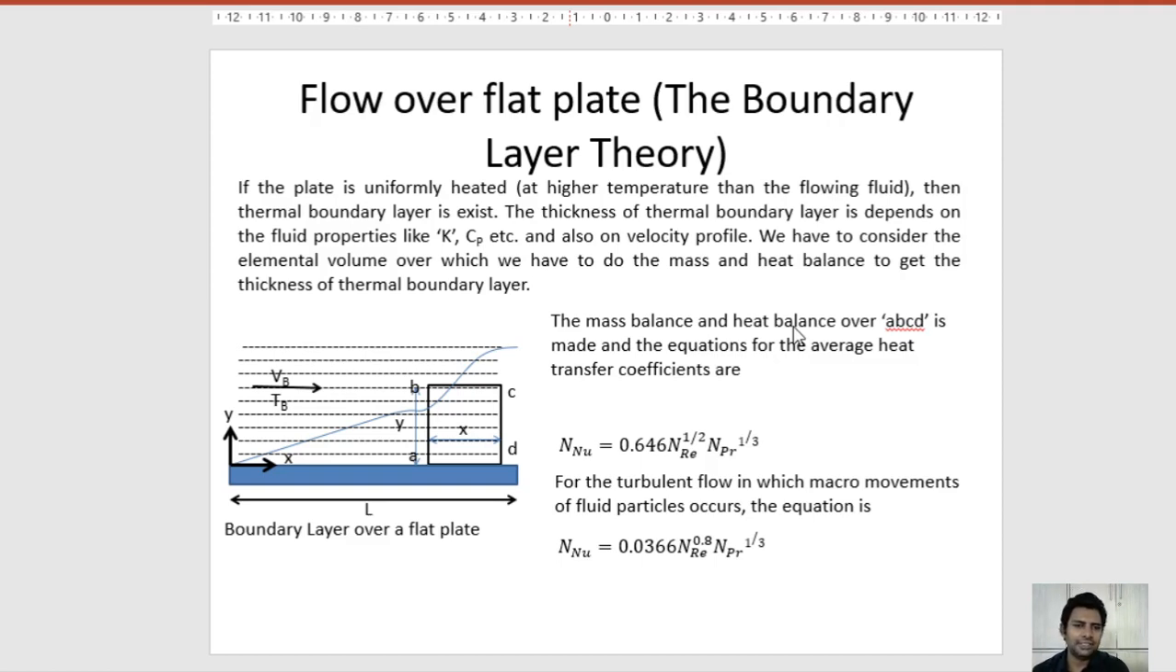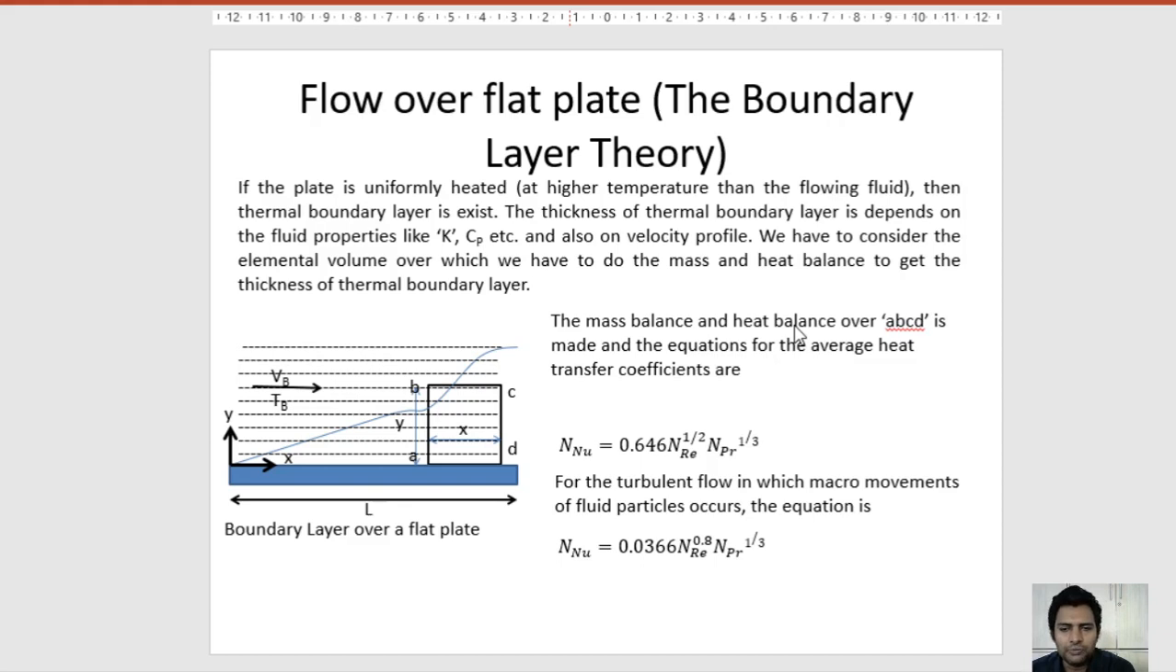Now we have to consider the elemental volume over which we have to do some mass balance and heat balance. So to get the thickness of the thermal boundary layer, we have to consider the box A, B, C, D, and there we have made some equations for the average heat transfer coefficients, and these equations are: the Nusselt number is equal to 0.646, times some proportion related to the Reynolds number and Prandtl number.